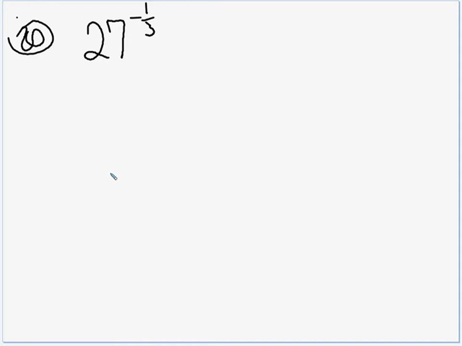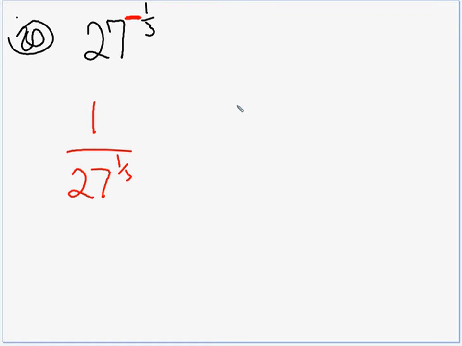Number 27 is also under the directions to simplify. So I see 27 to the negative 1/3. I focus in on the negative exponent. I, of course, want to address that first. So to get rid of the negative, we move the whole thing to the denominator. Now it's 27 to the 1/3 power. And let's see if we can simplify that.